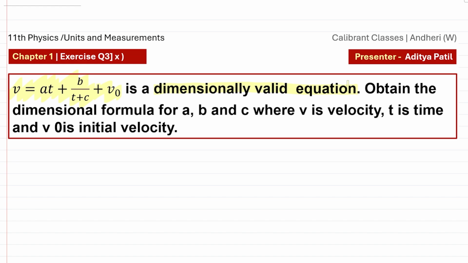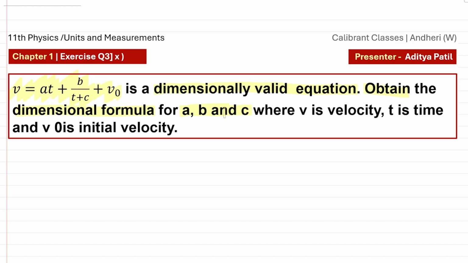और फिर हमसे पूछा गया है to obtain the dimensional formula. So basically हमें dimensions ढूंढना है of certain unknown quantities. What are these unknown quantities or unknown terms? Well, our term A, B and C are the unknown terms और इन terms के dimensions ढूंढना है.